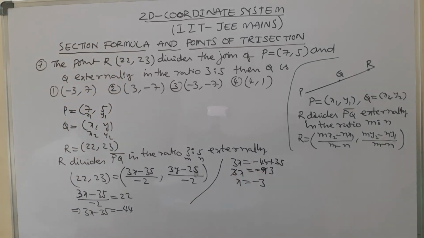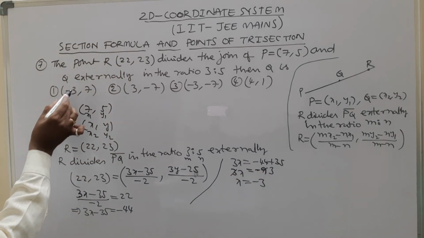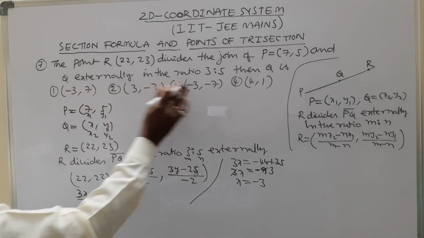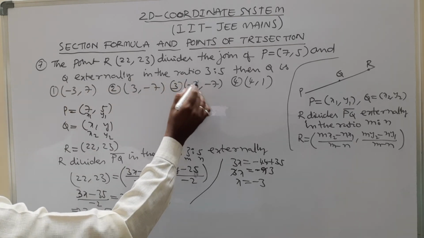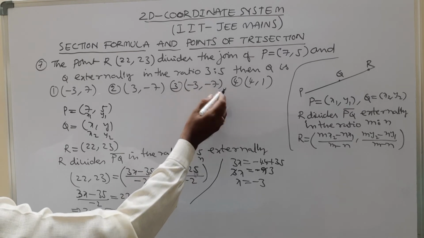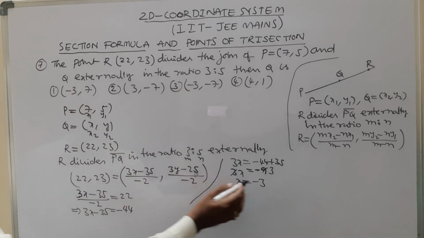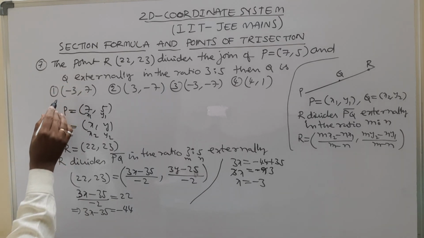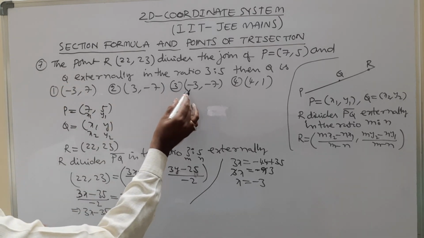Here, observe the options: minus 3 is in the first option and the second option is there too. Only one option is given as 5 comma minus 7. Only one option has minus 3, this is the correct answer. Here minus 3 is in the first option and third option.